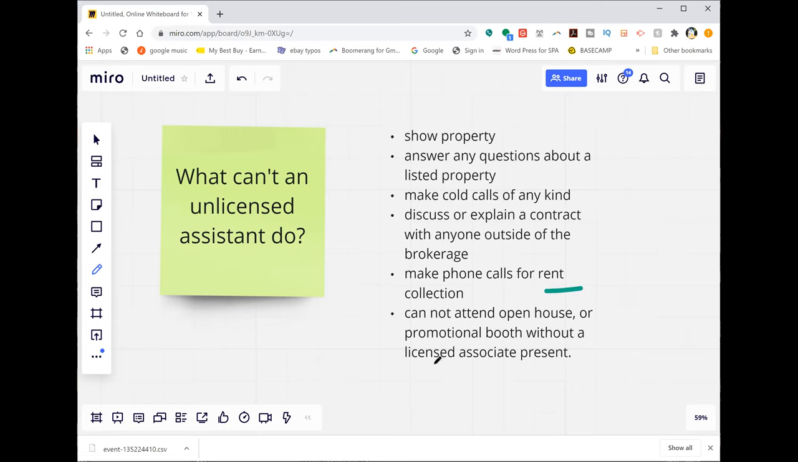The next thing they can't do is attend an open house or promotional booth without a licensed associate present. A lot of times, they have situations where they're out at a promotional booth, like, "Oh, it's Asbury Park Day, and we rented out a table," or something like that. Now, with the situation we're in with lockdown, there is no Howell Day, Asbury Park Day, Freehold Day, where people are out there doing promotional networking. However, if there were, or there's an open house, they could not do that without the presence of a licensed associate.